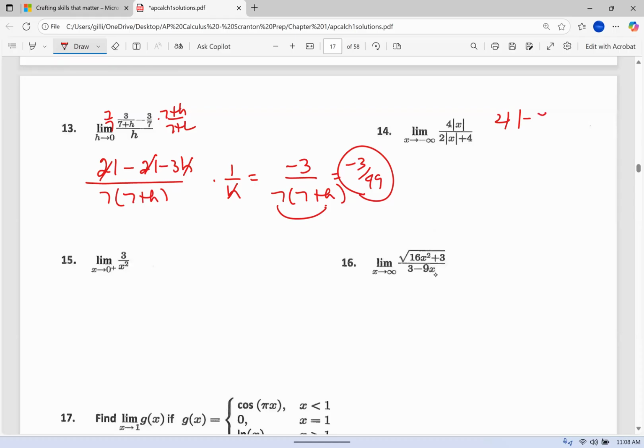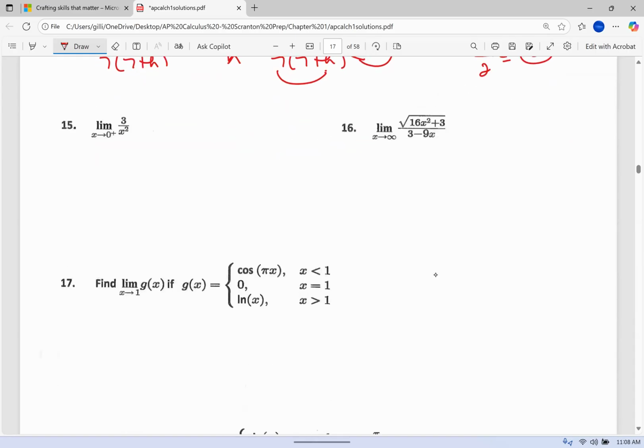Replace x with negative infinity, and the absolute value of any negative infinity will become a positive. So I'm still left with an infinity to the first over infinity to the first, so it's a tie. The coefficient at the top over the bottom, 4 over 2 is 2.